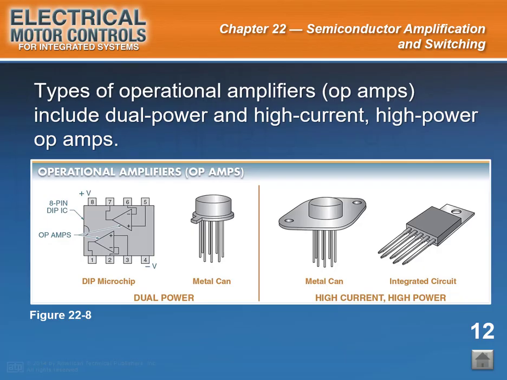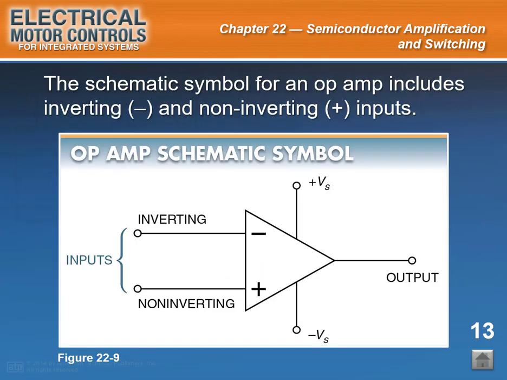End of slide 12. Start of slide 13. Slide caption: The schematic symbol for an op-amp includes inverting and non-inverting plus inputs. See figure 22-9. The schematic symbol of an operational amplifier may be shown as a triangle with the 2 inputs on one flat side of the op-amp, with a minus sign as inverting and a plus sign as the non-inverting input. The 2 inputs are usually drawn with the inverting input at the top.